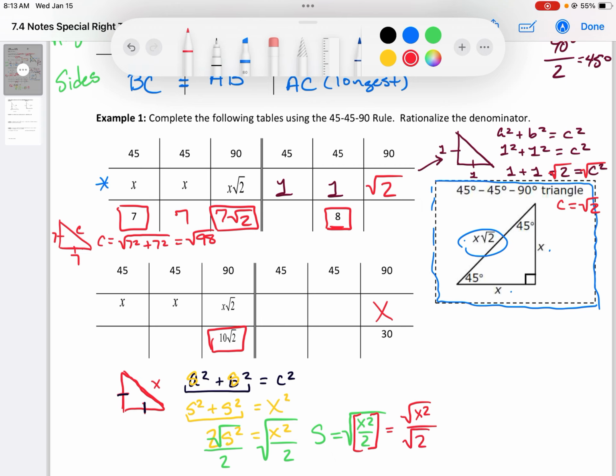That's our first step. And then we would say, do these things have perfect squares? The square root of x squared is x. The square root of 2 stays down here. And you're like, okay, I got it a little more simplified, but we can't leave a radical in the denominator. So we have to rationalize it. X times the square root of 2 is x square root of 2. Square root of 2 times square root of 2 is 2. That would be our final answer.